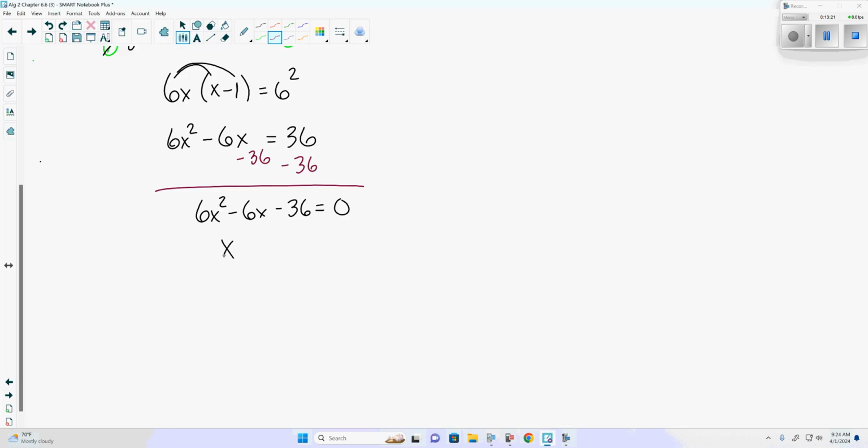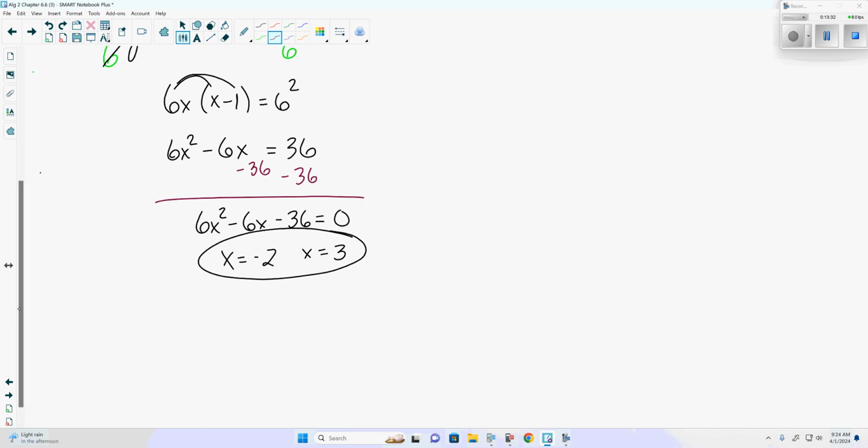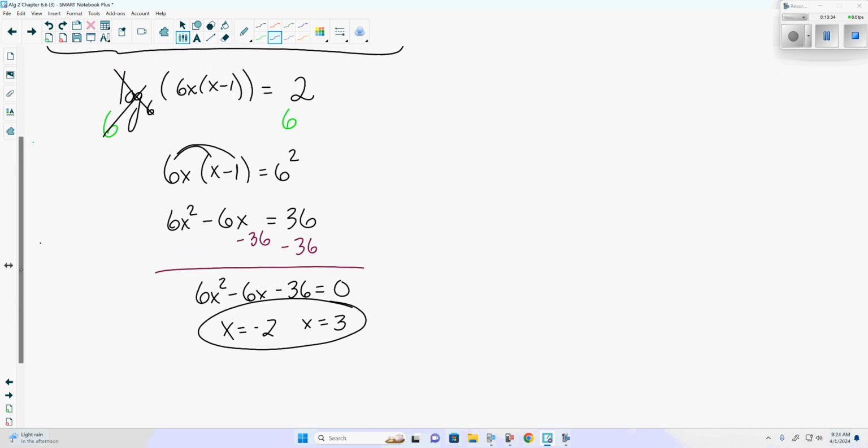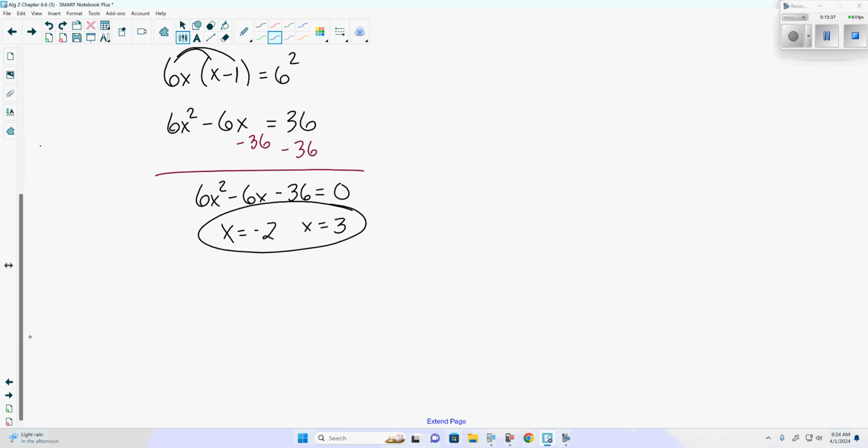Now we could have also found that by factoring or quadratic formula, we would have gotten these two solutions here. If we were to take a guess, if one of these wouldn't work, which one would we say would not work? Probably negative 2. Because if we look back at the original function, log base 6 of 6x plus log base 6 of x minus 1 is equal to 2 is what we had, yes?